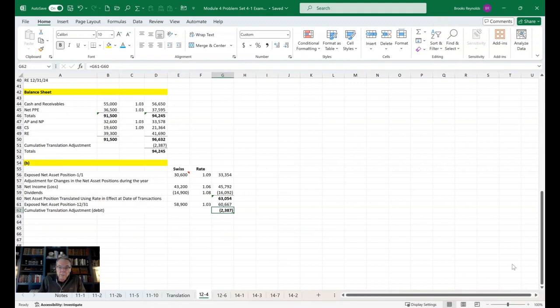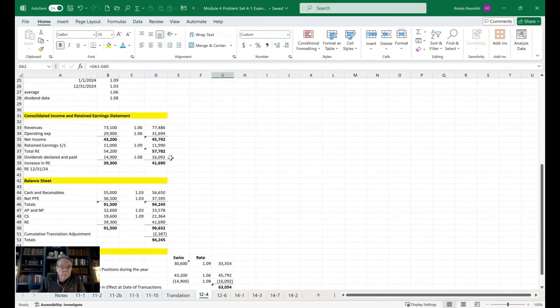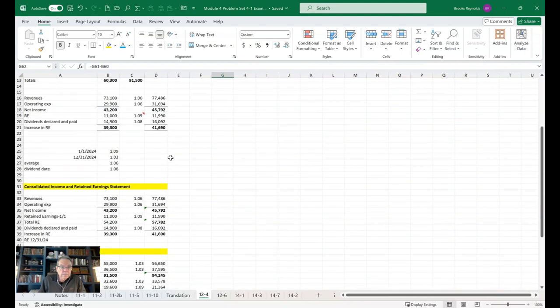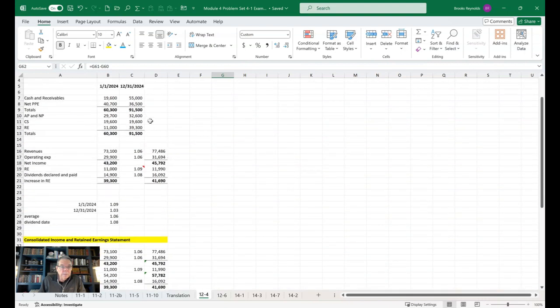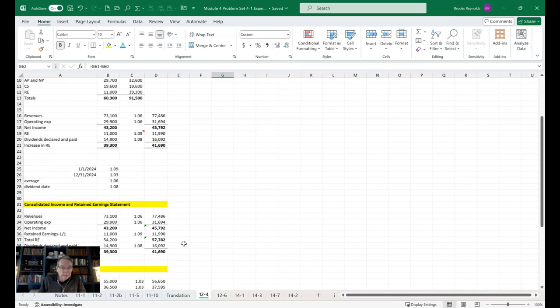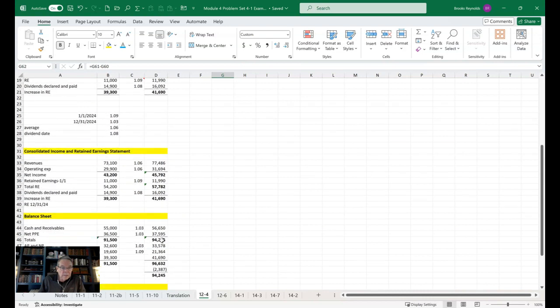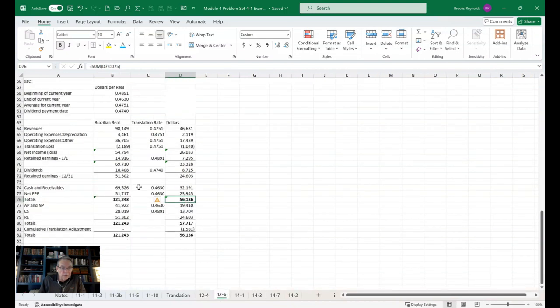Let's look at here. So it's actually a little different. You can see here that, let me look at this again. So the totals for cash and receivables into dollars has changed. You wouldn't think that that would happen, but it does. But again, you go through the same process.